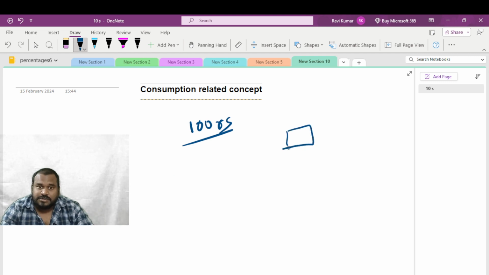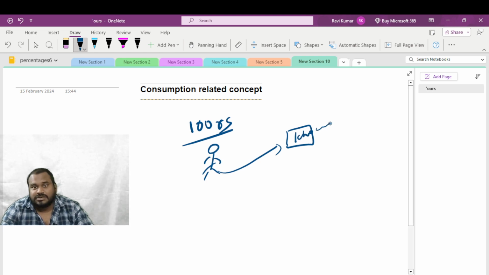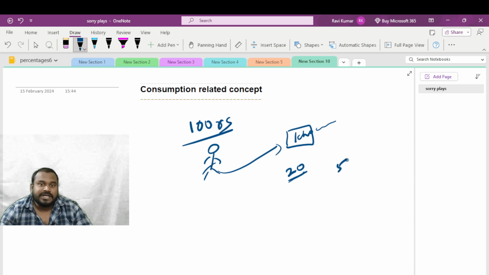There is this shop here. This person goes here and buys one chocolate, one chocolate every day, and the chocolate cost is 20 rupees. He buys it, happily enjoys it, he eats and enjoys. Like that for 5 days, in 100 rupees, how many chocolates will he eat? 5 chocolates he eats.